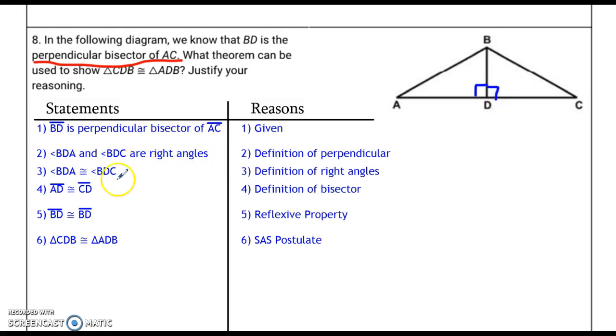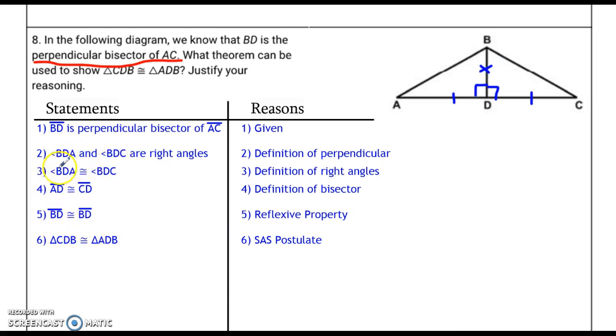Once we know they're 2 right angles, we know they're congruent to each other because the definition of right angles states all right angles equal 90 degrees. AD and CD are congruent to each other because of bisector. Bisector means it cuts it into two equal pieces, each half the original. And BD and BD are the same because of the reflexive property.